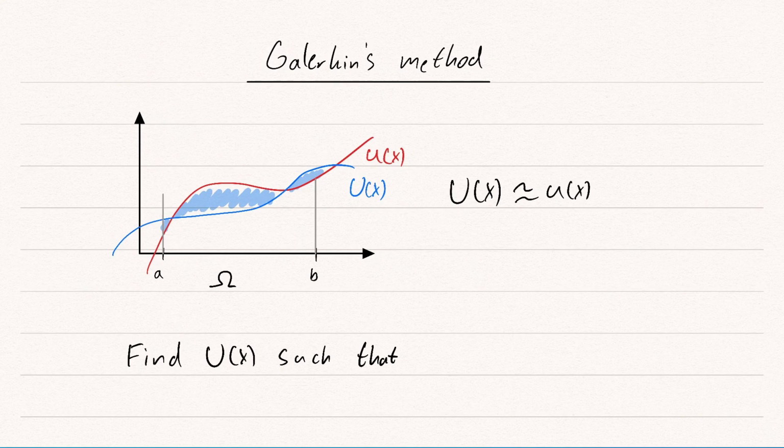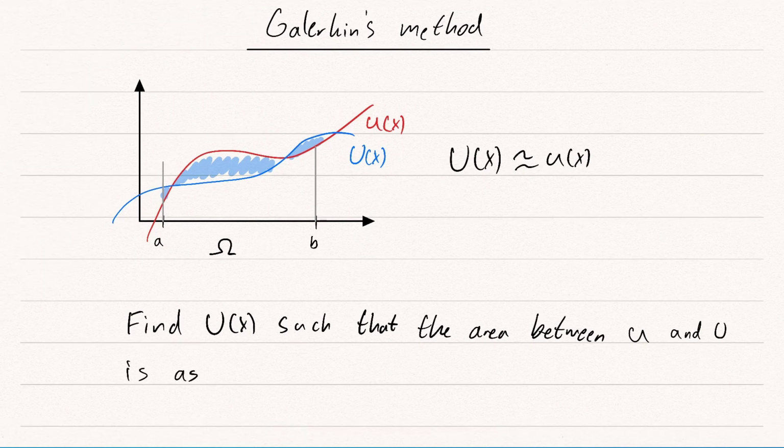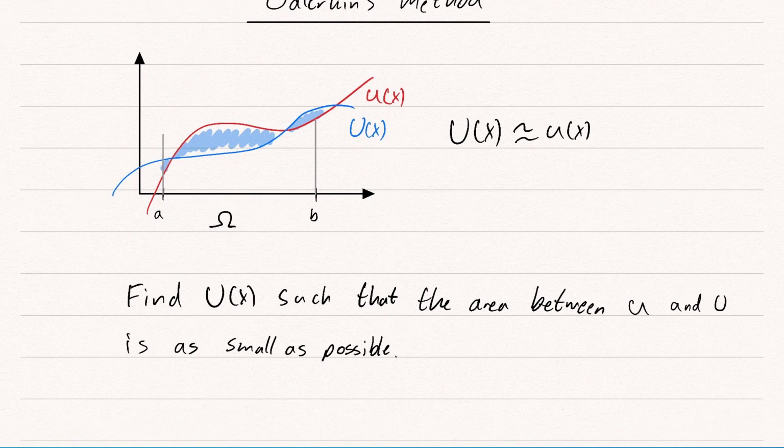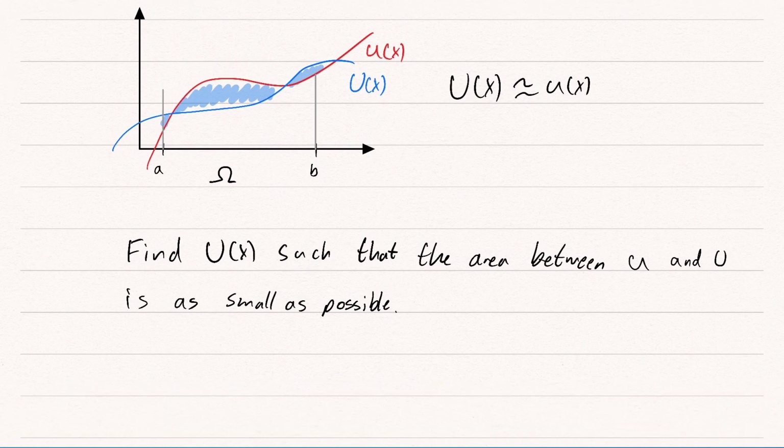So our formulation thus states: find U of x such that the area between u and capital U is as small as possible. Obviously we could choose the same u if we knew it, but in general we do not know u. That's why we need to find an approximation. But then you should ask yourselves, if you don't know u, how could we possibly calculate the area? Because we need u to know how to calculate the area.